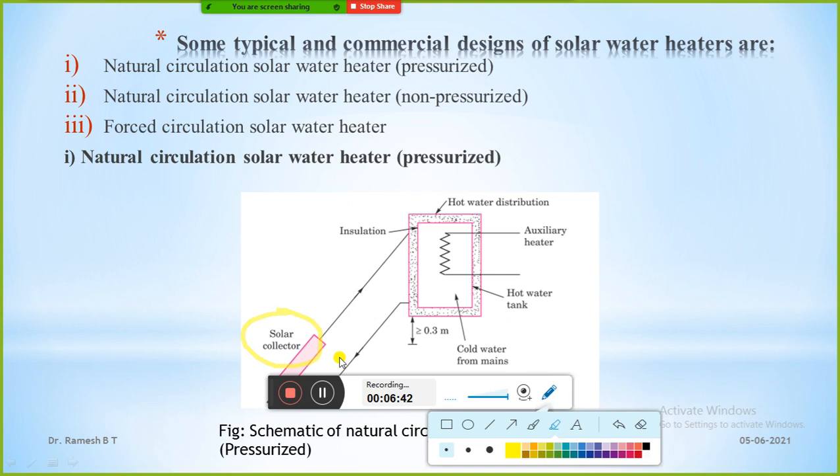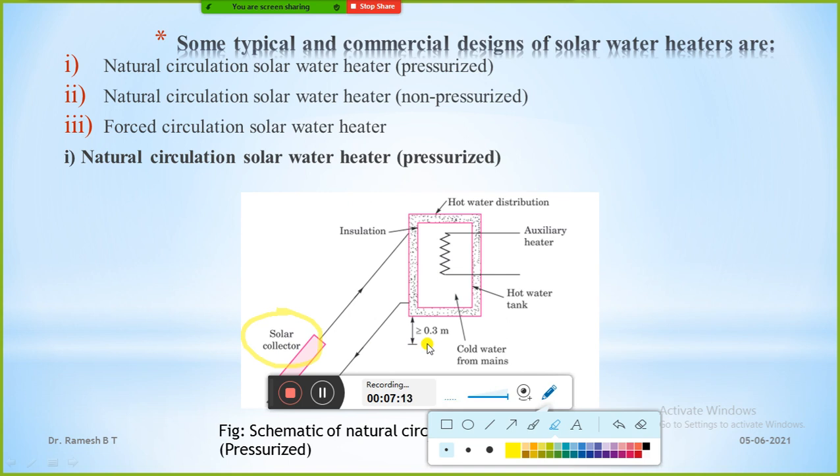You just touch that tank. You can't feel whether it is hot or cold, because it is completely insulated. That is the insulator we are using. You just observe the distance between this tank and the solar collector. The tank and the solar collector are at least 1 foot or 0.3 meter apart.